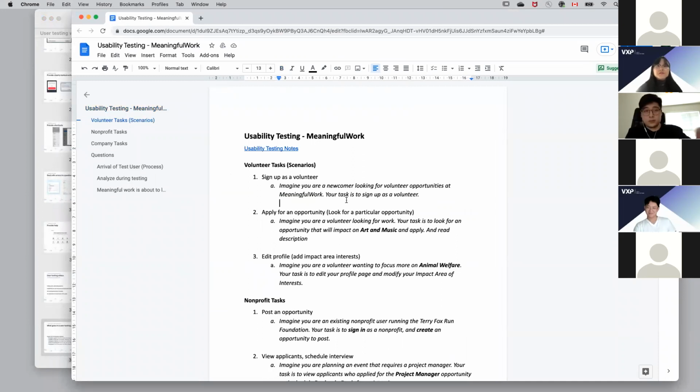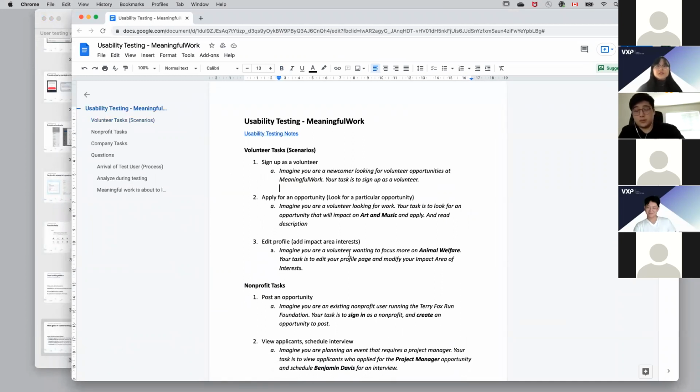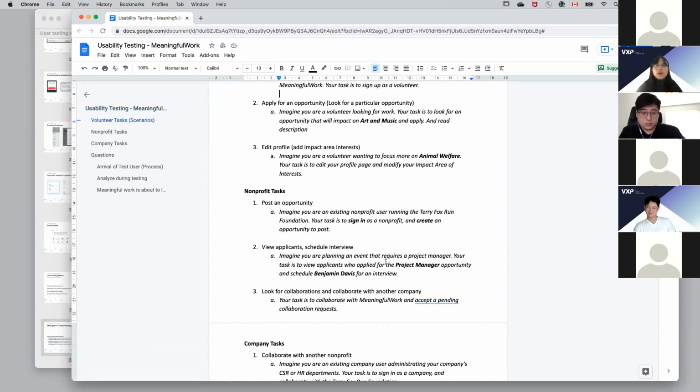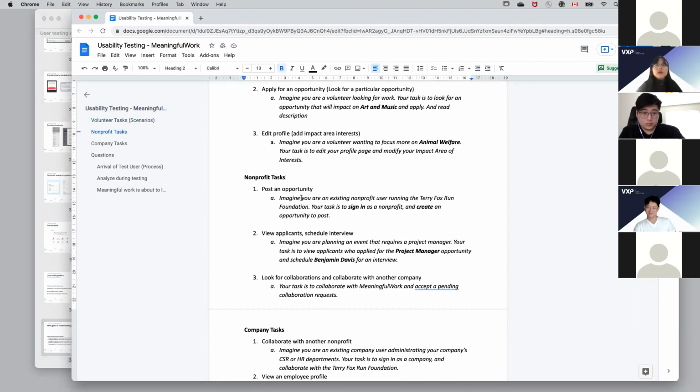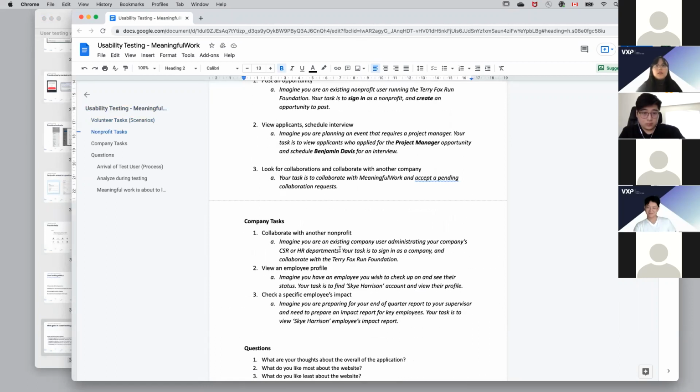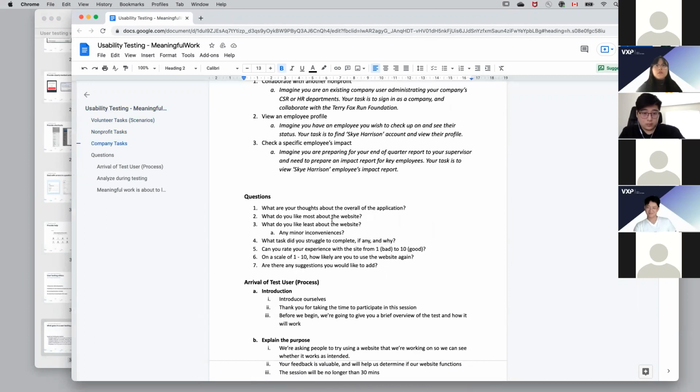So in this example, you will see you have a list of scenarios. So you describe what type of scenarios the user is going to play into, and what are some tasks that they're going to complete throughout the testing. And then also, what are your questions that you might want to ask during the test session?